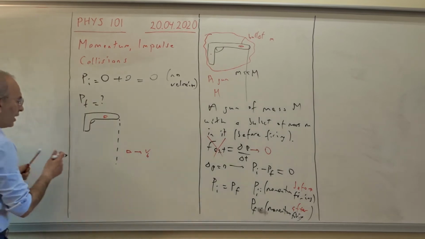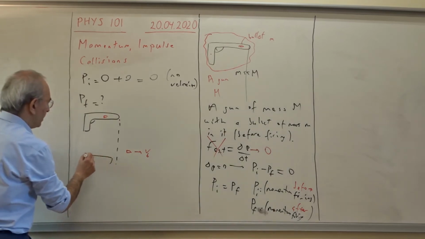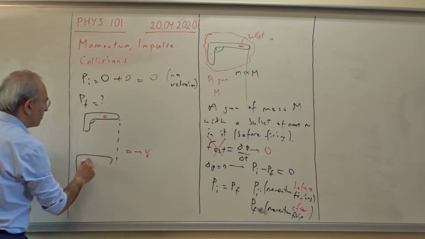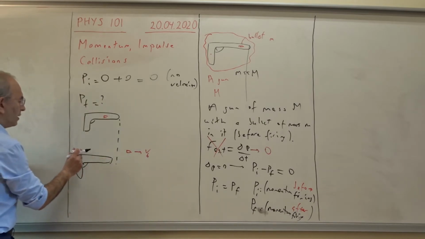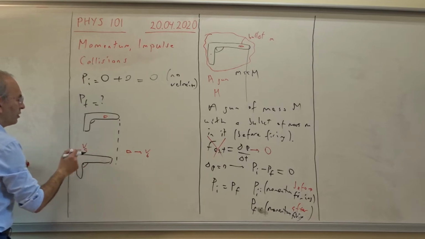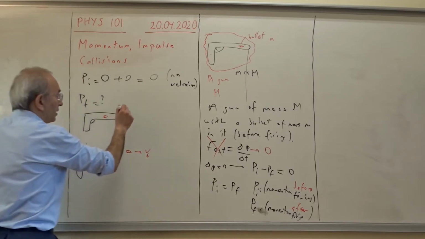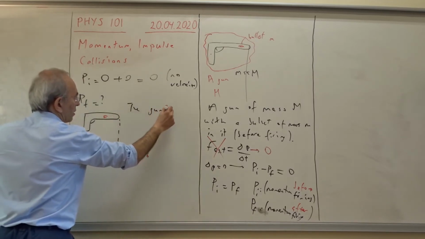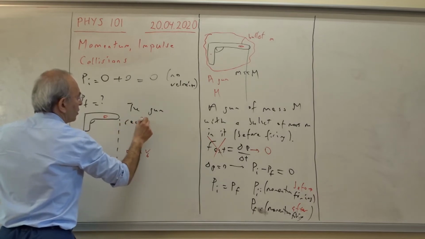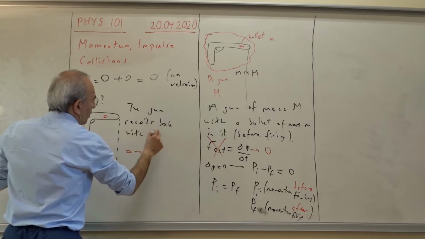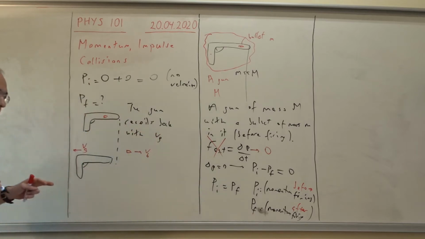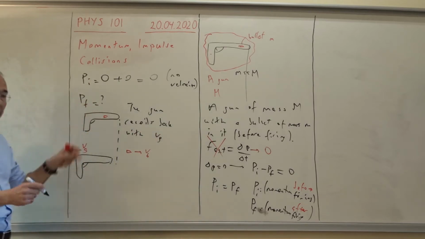Now what happens to the gun? The gun is basically recoiling backward. This is called recoil. So this gun is moving backward, let me call it V_G. The gun recoils back with V gun. So what is the P final?